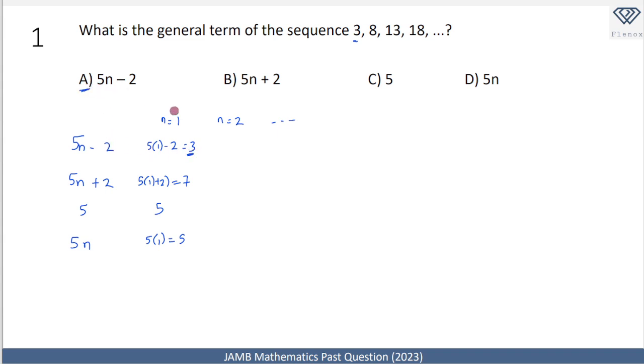And just to verify, let's see what this will resolve to when n is equal to 2. So when n is equal to 2, you're going to have 5 times 2 minus 2, and 5 times 2 is 10, 10 minus 2 is 8. So you can see the first term is 3, the second term is 8. Again, that makes option A the correct option. So now let's move on to the next question.